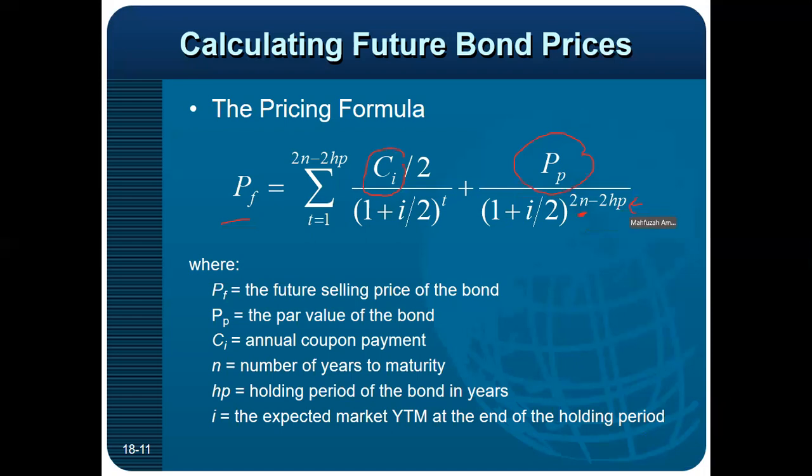So if the bond is called after 10 years, but the maturity is, for example, 15 years, how much is the holding period for the bond? Basically the holding period is another 5 years. Okay. So I is the expected market YTM at the end of the holding period. So the I is the interest rate.